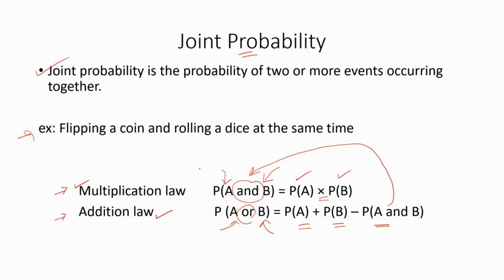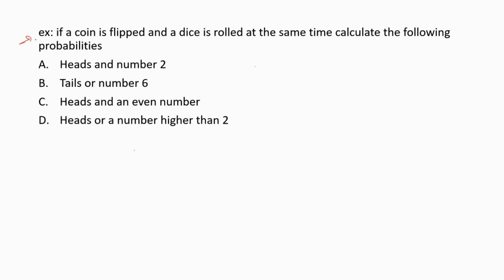Let's do an example so you will understand these concepts. If a coin is flipped and a dice is rolled at the same time, calculate the following probabilities. Option A, the probability of getting heads and rolling number 2. Now you can see the AND term, which means now we have to use the multiplication law. So how do we use the multiplication law? We have to calculate each probability separately, then multiply them together.